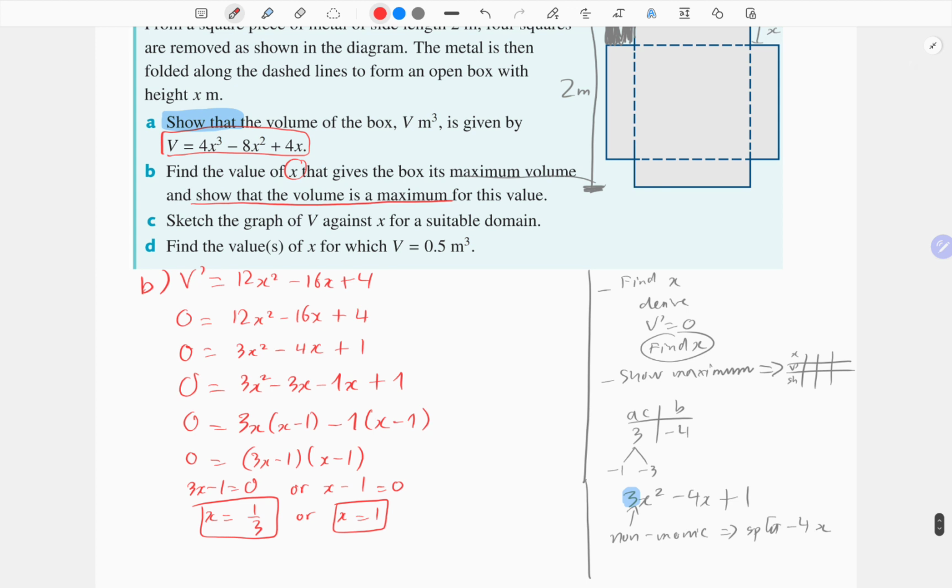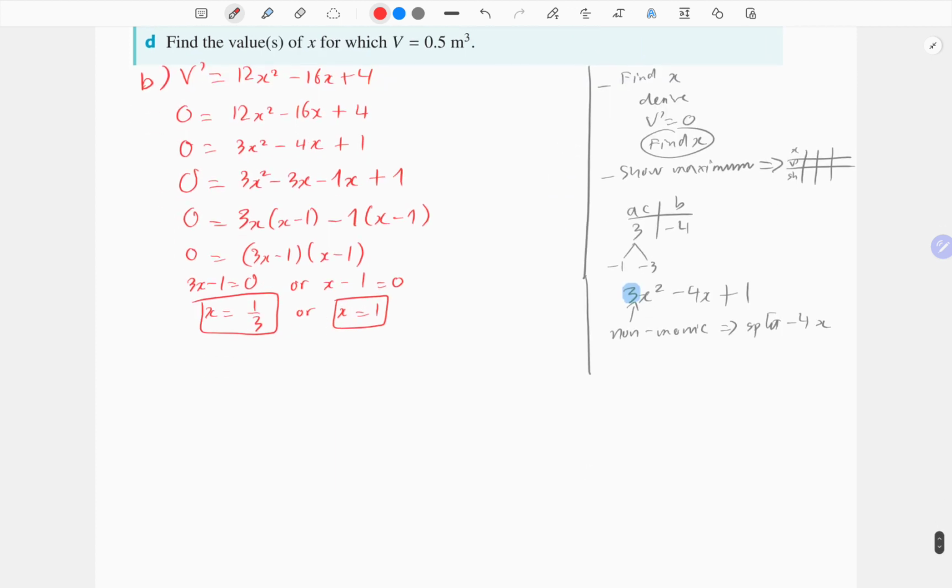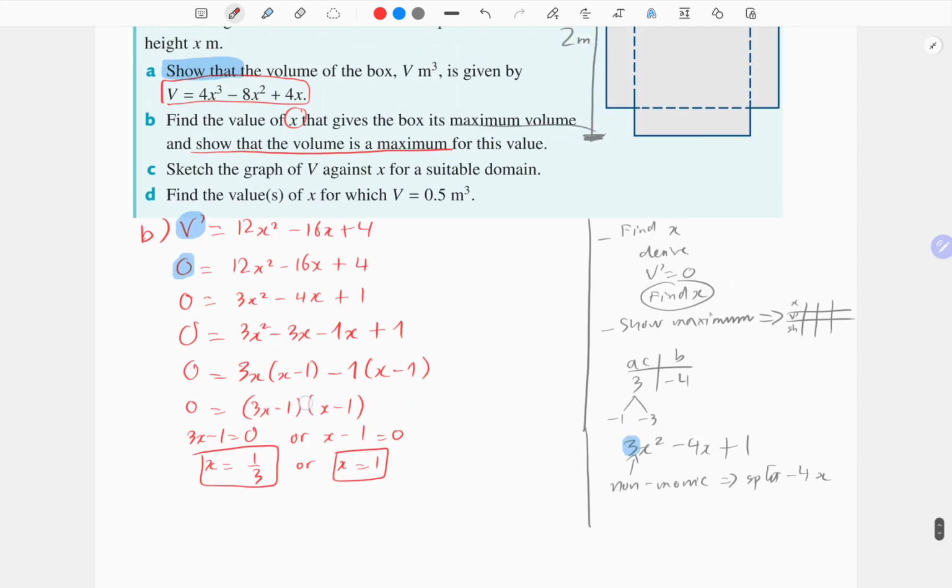Okay, so this is an example where we don't know which value gives the maximum volume. So you have to use a table. The table will tell you which one is the maximum. So are these the stationary points? Yes, these are stationary points because we got a derivative and we set it equal to 0. So when you solve for the variable, it's the coordinate of the stationary point. Okay. Now we do the table.